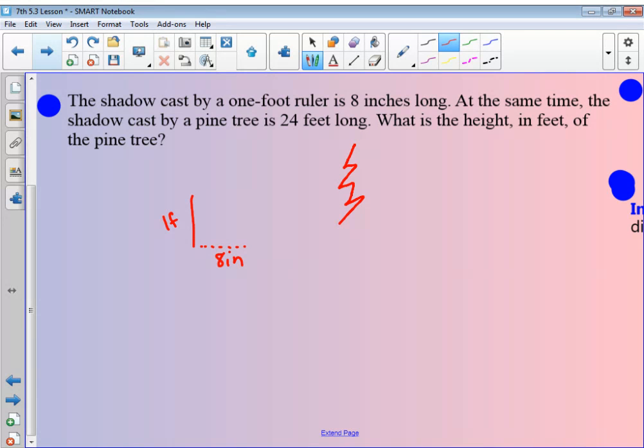Great picture, I know. Beautiful picture. So there's our pine tree. And it says the shadow is 24 feet long. So the shadow is 24 feet. What is the height in feet of the pine tree? So here's the thing. We have one of these in inches and everything else is in feet. You're going to want to change this 8 inches into feet.